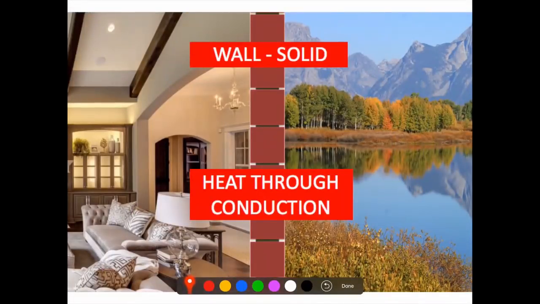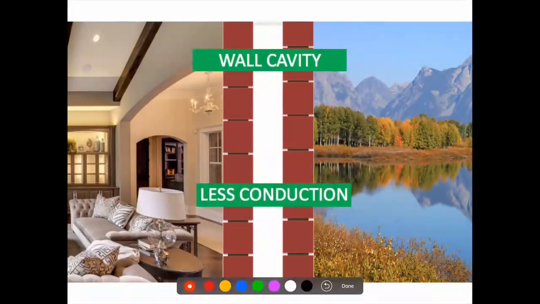Now, normally, if you have a single wall, that's basically a solid. Through solids, heat is lost via conduction. However, how you could improve that is by having two walls. Now, if you have two walls, again, in between the two walls, you'll have empty space, which is basically full of air.